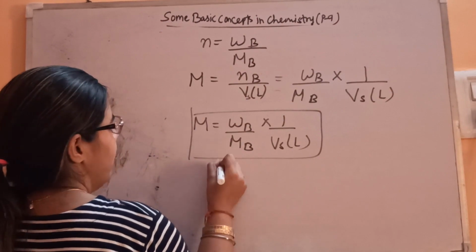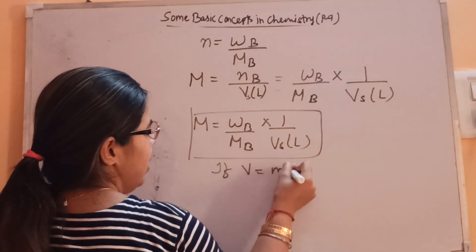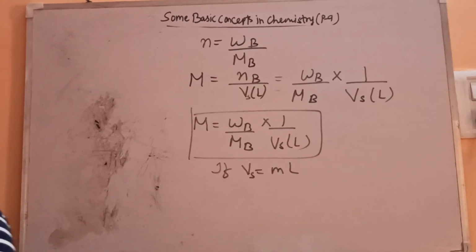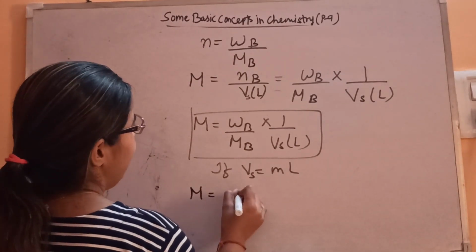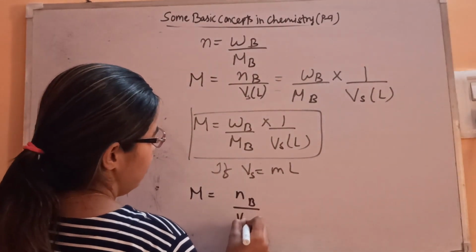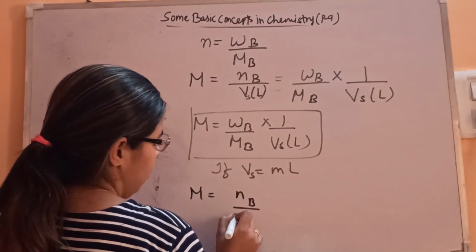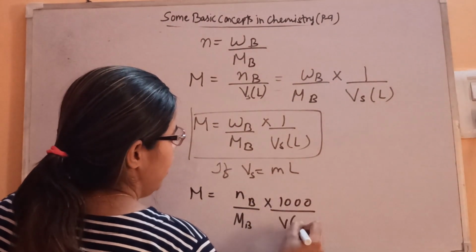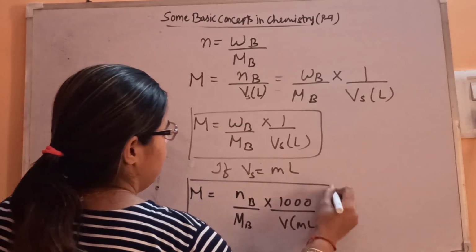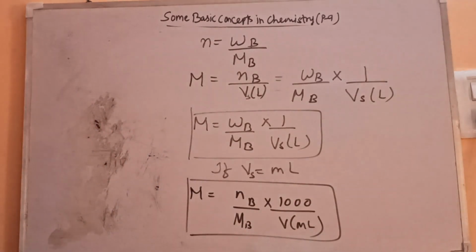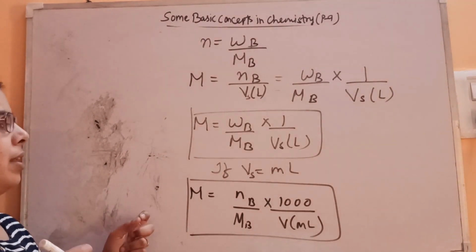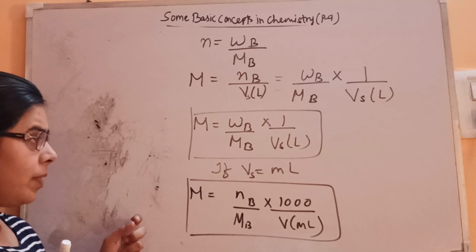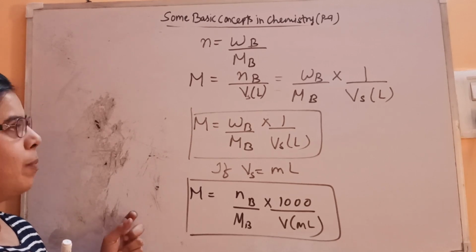Suppose the volume of solution is given in milliliters, then we have to use the factor of 1000. So the formula will be modified. It will become WB by MB into 1000 divided by volume in ml. So this is about molarity. This is the formula that we'll be using for solving the problems based on molarity.